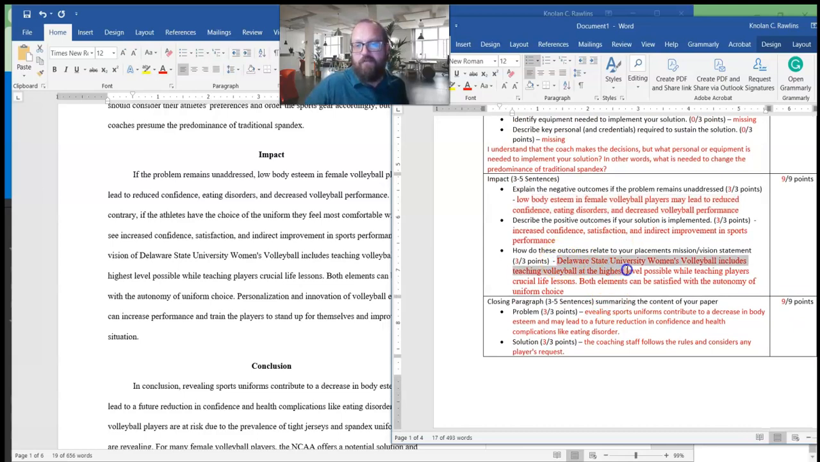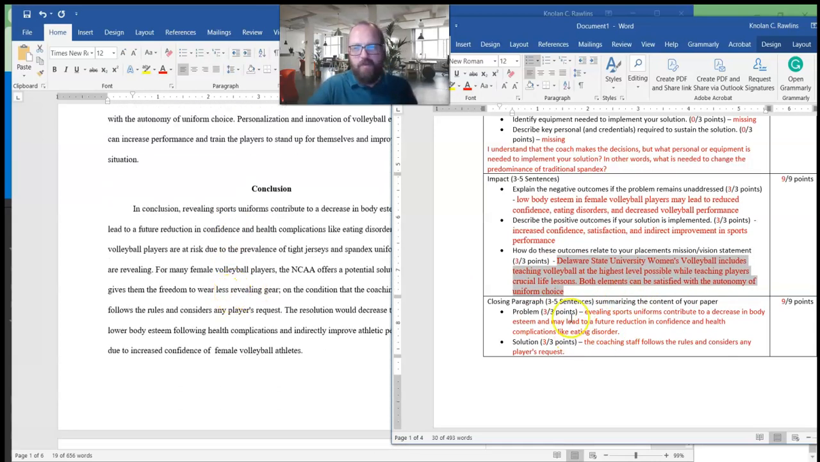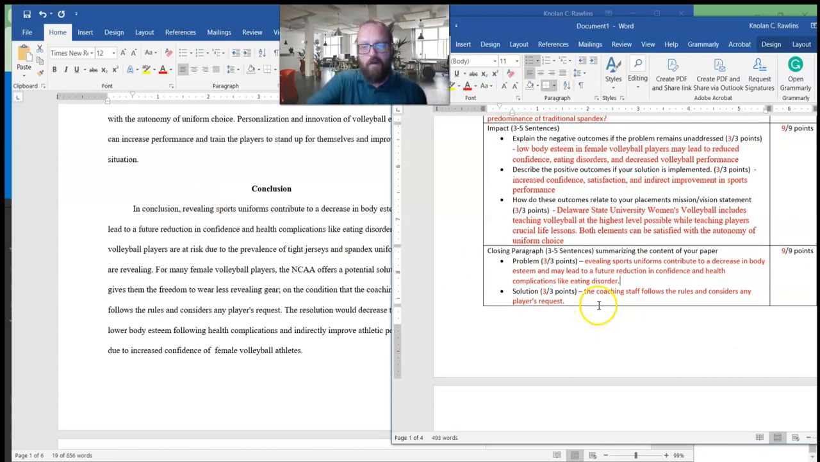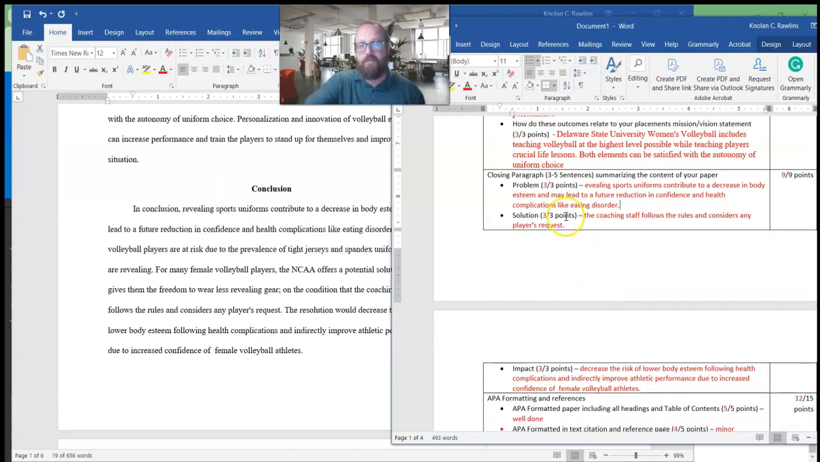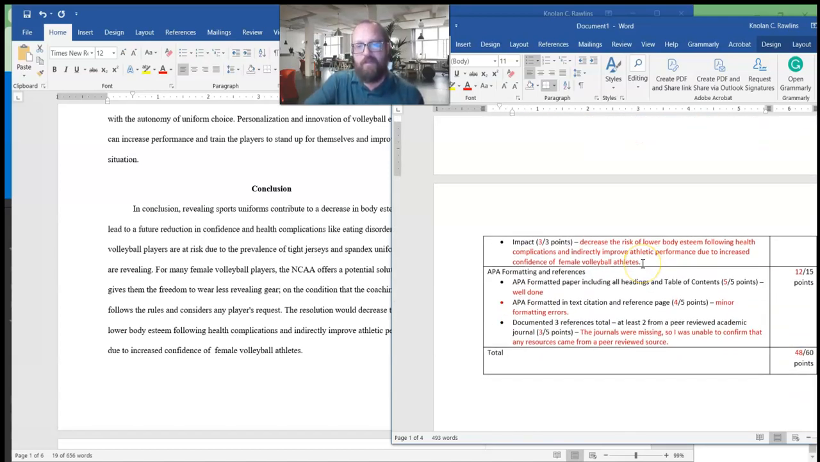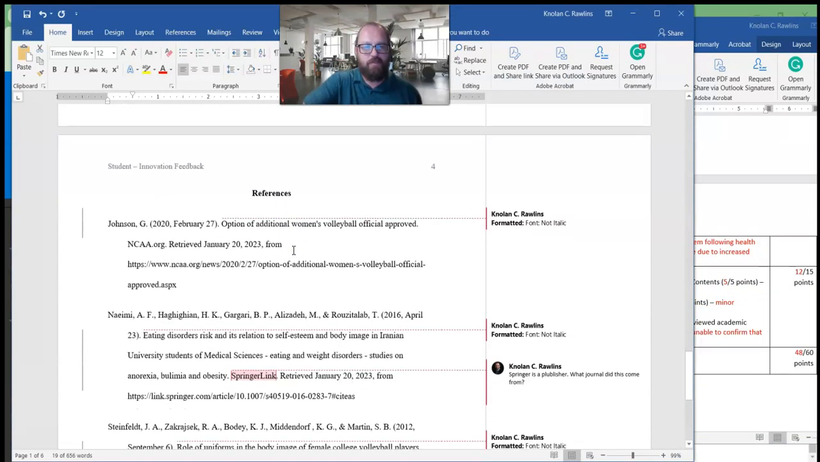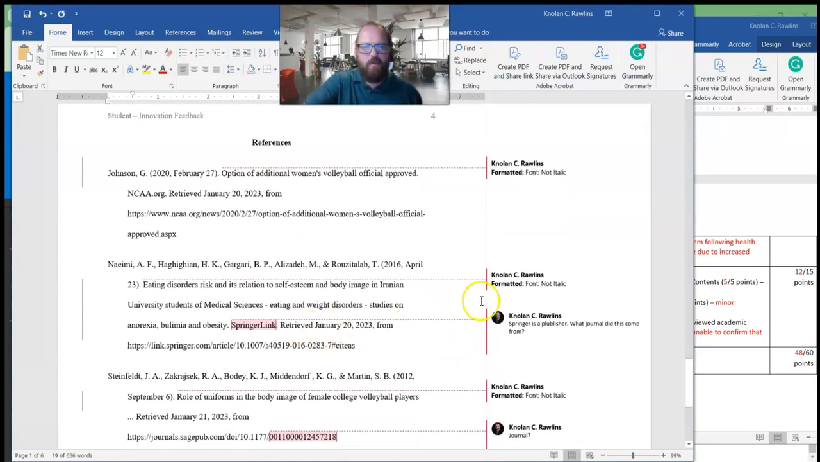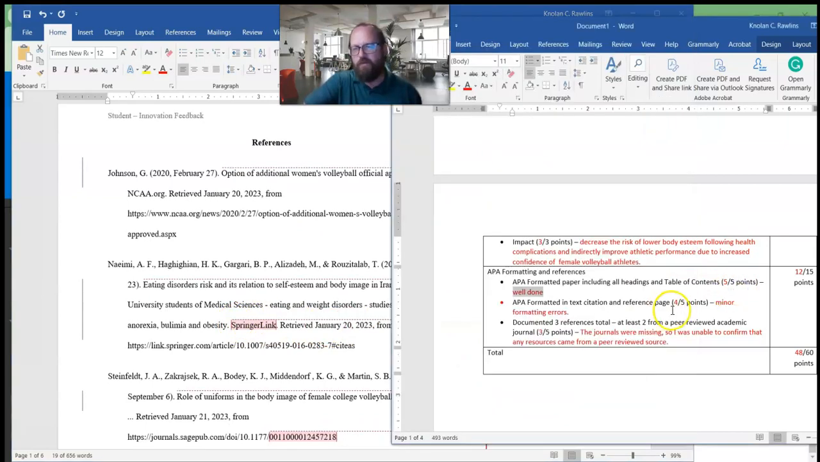And then they talked about relevance to the Delaware State women's volleyball team and how this directly impacted their mission, which is to promote athletic success. And then a closing paragraph. I understand this may seem redundant, but this is what I want, and this is what you'll get credit for. She went back and talked about the revealing clothing being a problem. They talked about the solution, which is to hire additional coaching staff that can enforce the rules. And then they said an impact would be eliminating some of these body issues. They did have phenomenal resources, and they did a great job putting it together. There were a couple of formatting things, but overall, it's really, really good.